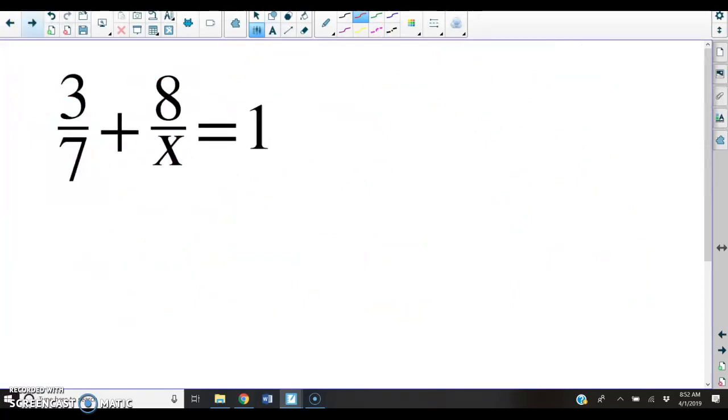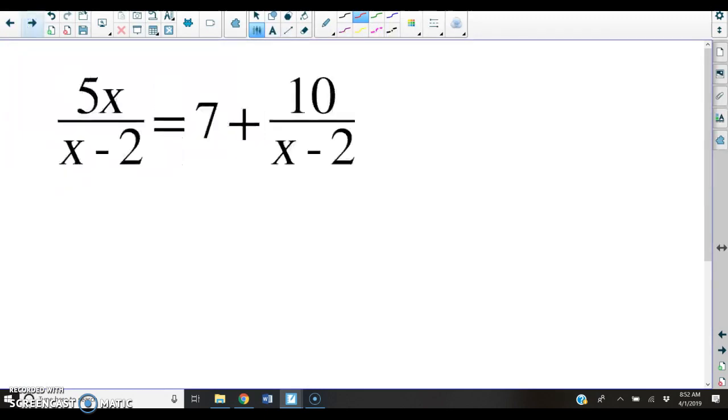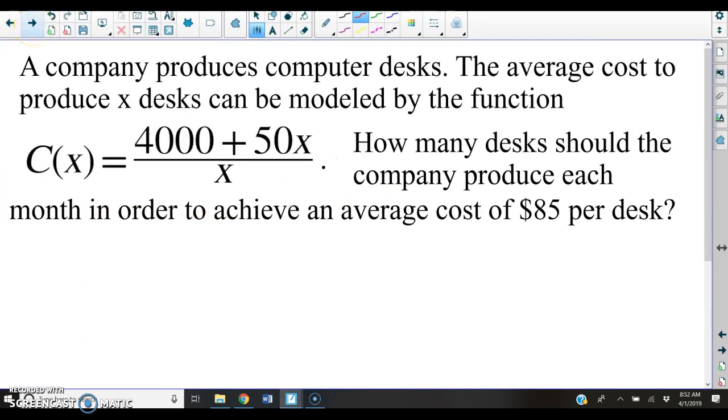Okay, this is another one for you to practice. And this one actually isn't going to be very difficult at all because the 7 needs the x minus 2, but the others have common denominators. So you'll be able to do that one fairly quickly. Make sure to check for extraneous.